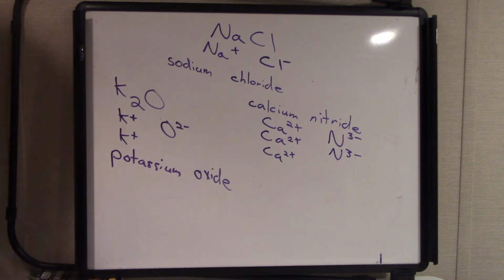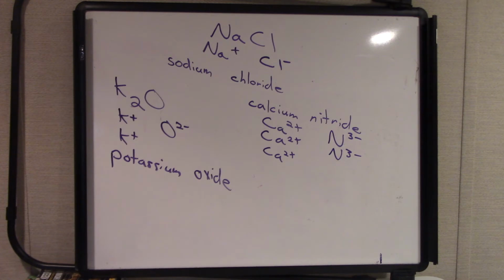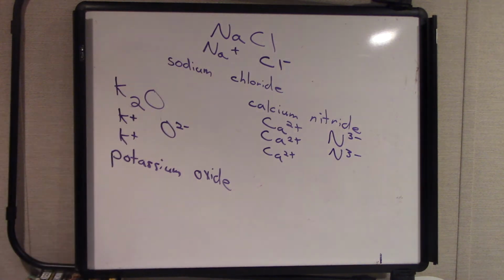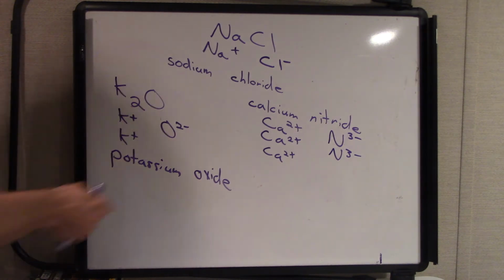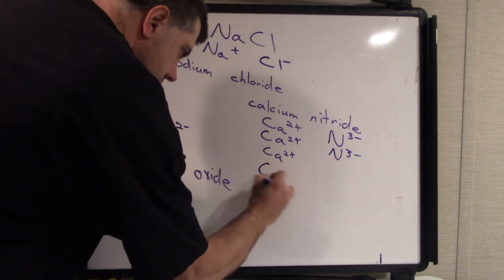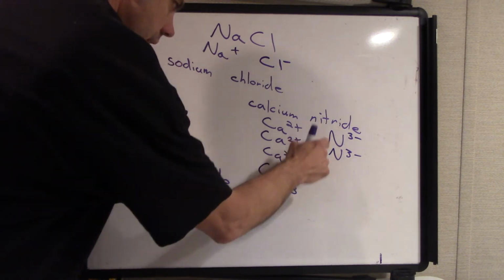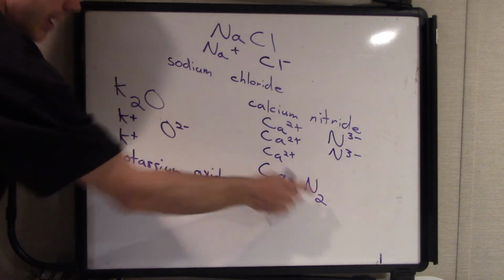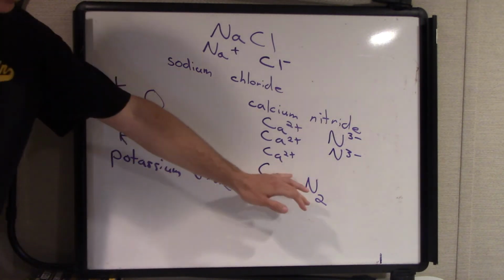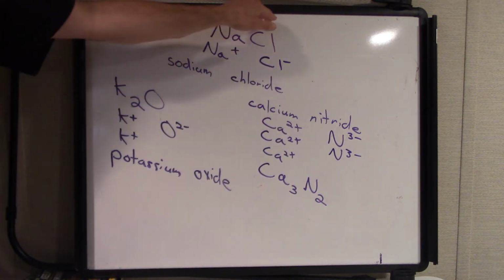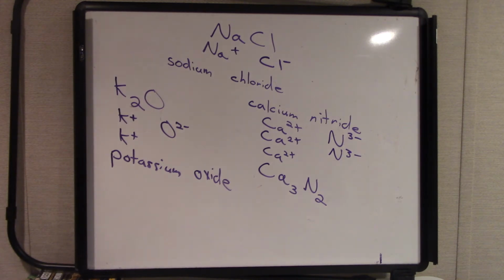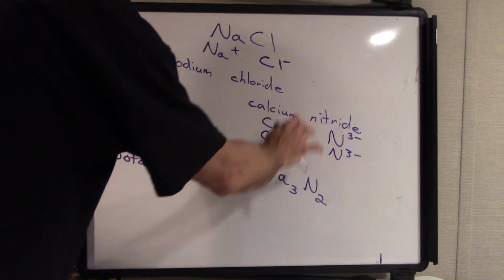Now that I have charge balance, I can write my formula for this. When I write my formula, I'm just counting what I have. This is why writing out the ions is such a good idea. It really simplifies things where you won't make as many mistakes. I have 3 calciums and 2 nitrides. So my formula will be Ca3N2. Notice how I don't put the actual charges in here, just like we didn't put the charges up here. We can get at that information as we want, if we want to. We don't have to explicitly show that.